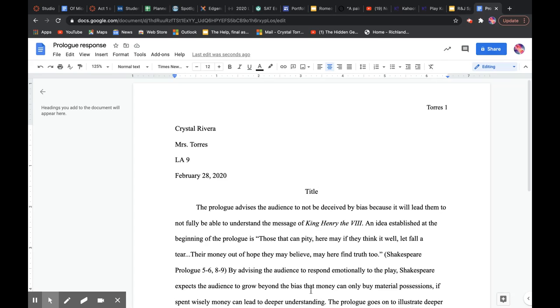So if I'm thinking about what I just wrote, it seemed that the theme was that the audiences needed to go beyond the personal bias that they have in order to better understand the play. So I might say, seeing beyond the bias. Remember, the title does not need to be in a 16-point font and some crazy font. If you want to make it very noticeable that it is the title, you can bold it, but that's really all you need to do.